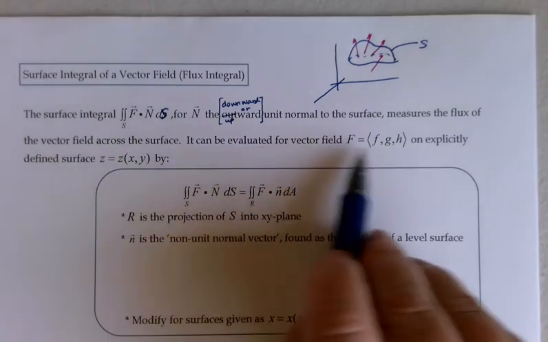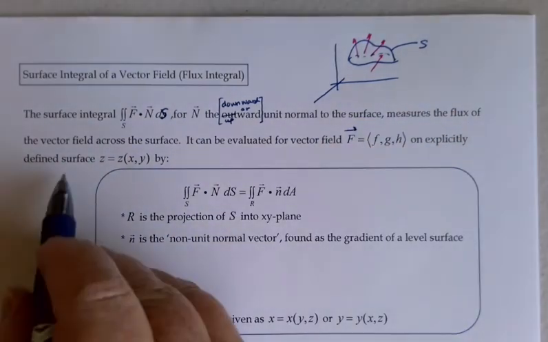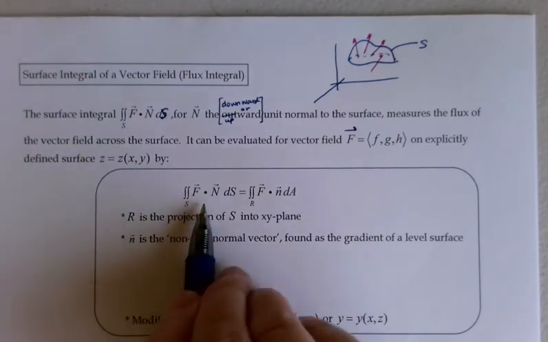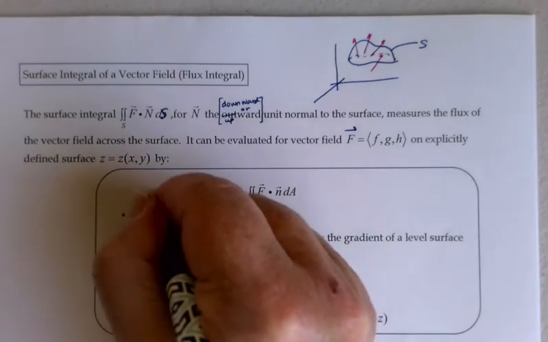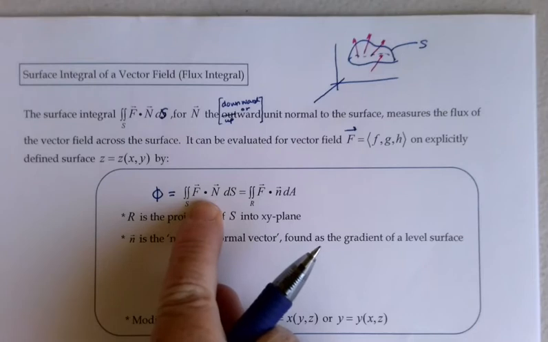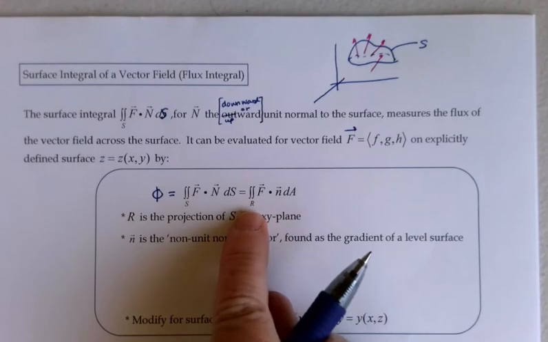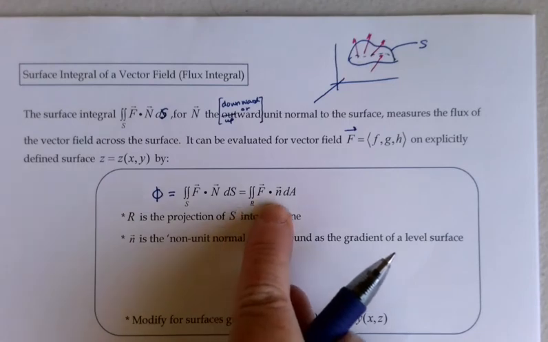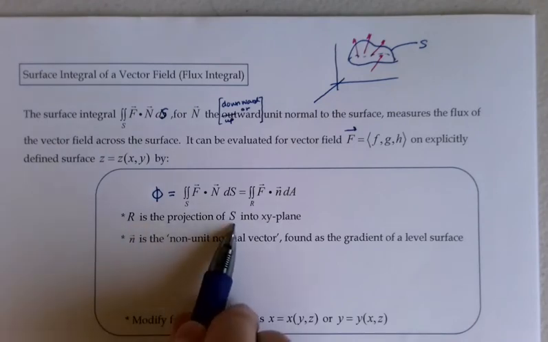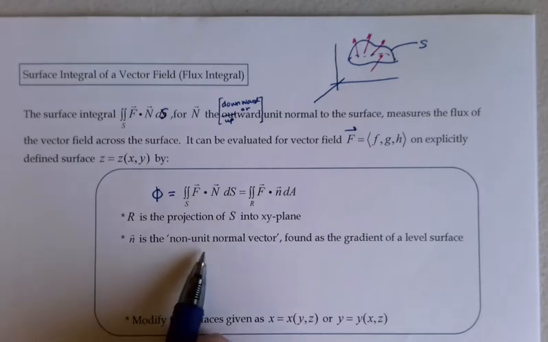It can be evaluated for a vector field F, G and H, on an explicitly defined surface, Z is equal to some function of X and Y, by looking at this. So here's the flux integral. It's the double integral over the surface of the flux, F dot n dS, and we can evaluate it by taking the double integral over R of F dot little n dA. R is still the projection of S onto the xy plane, and little n is just that non-unit normal vector.